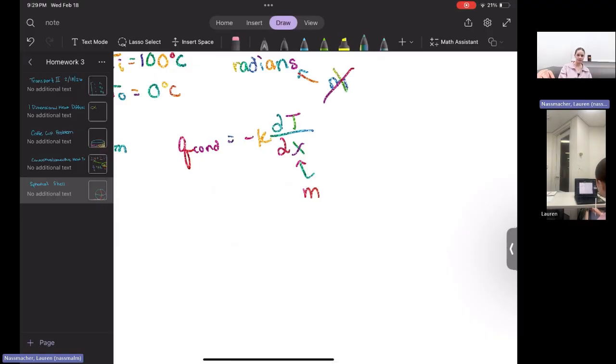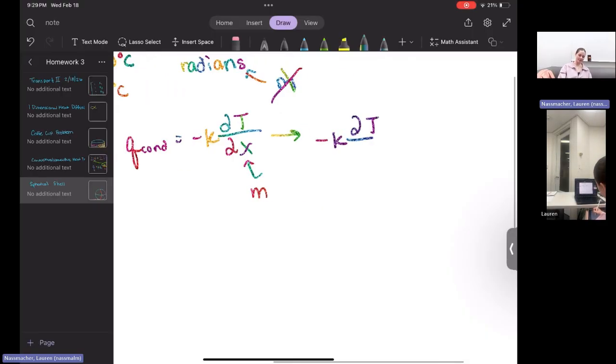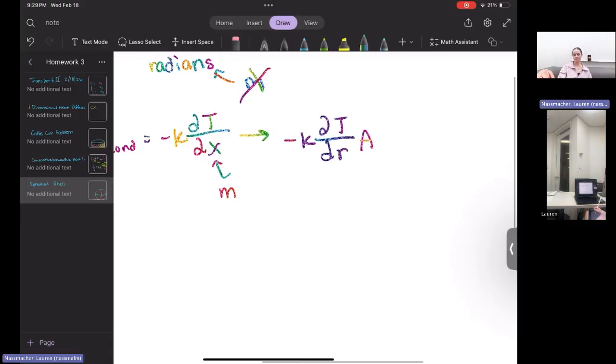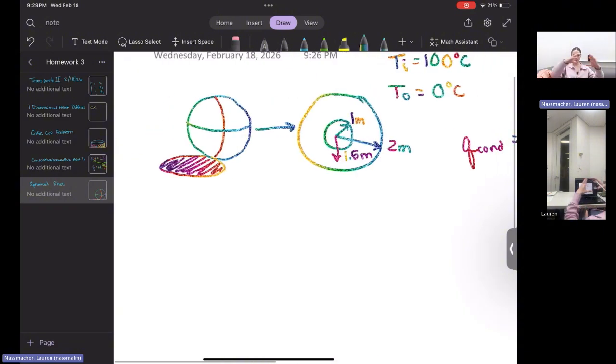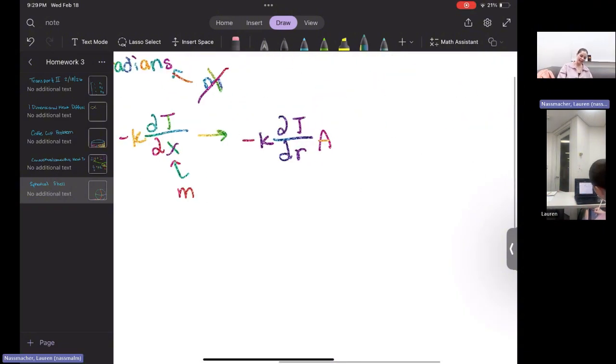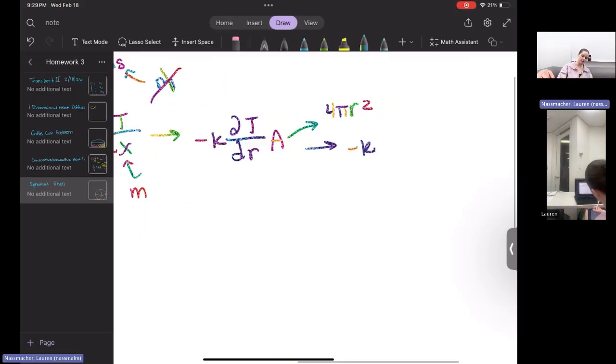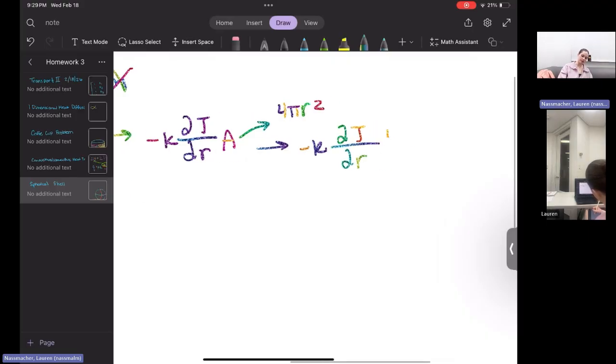We can't use this. What we can use is negative thermal conductivity times the rate of change of temperature with respect to radians. And in this case, we'll also add the area, right? Because you still need the area. We were determining how heat flows through the area. And the area for a sphere is 4 pi r squared. And so now we have the basis for our heat conduction equation: the thermal conductivity, times the negative rate of change of temperature with respect to radius, multiplied by 4 pi r squared.